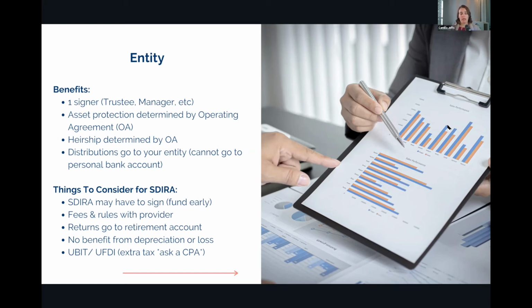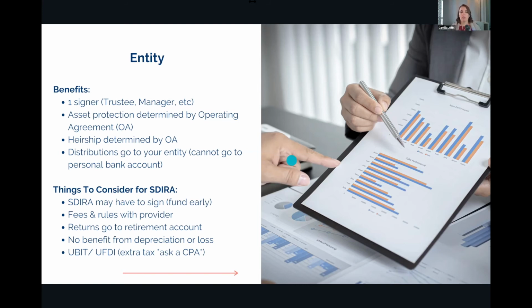The distributions, however, have to go to your entity. One of the mistakes we see is that investors will invest with an entity, but then in the section where they're putting in their direct deposit information, they will put it to go to a personal account. We cannot do that. It has to go to the entity, and you have to use the entity's tax ID number. You cannot use your own personal Social Security number. Every entity will have its own tax ID, and that's what you'll need to put into the documents for this investment if you choose to invest with an entity.